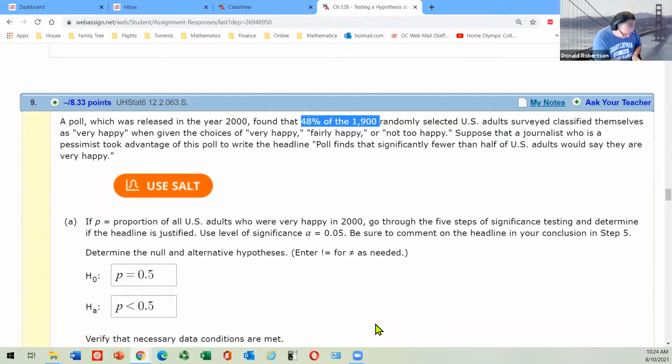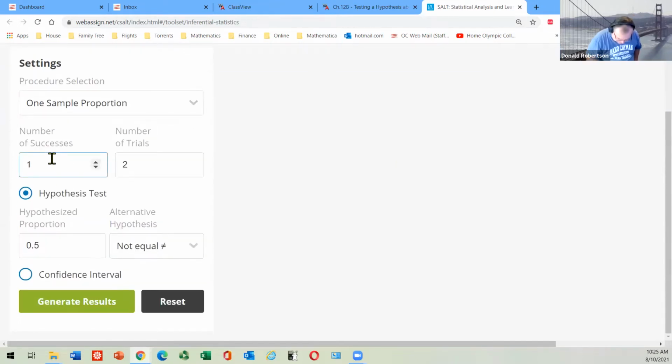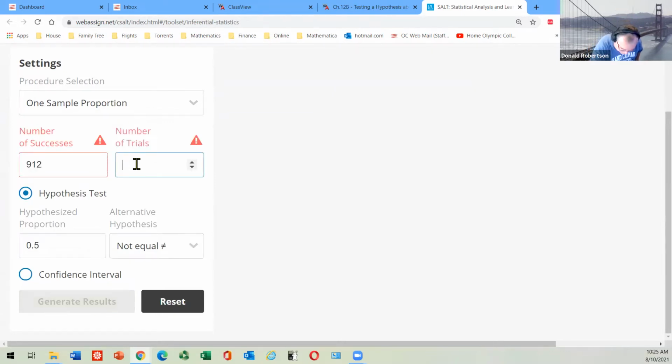So I got this guy in front of me. So I'm just doing it. I'm going 0.48 times 1900. And the answer we get is 912 people out of 1900. So can you imagine p-hat is 912 on the top out of 1900 people on the bottom? That's 48%. Now I'm ready for SALT. Make sure it's one sample proportion. I can now put in the number 912, and the number of trials is 1900.